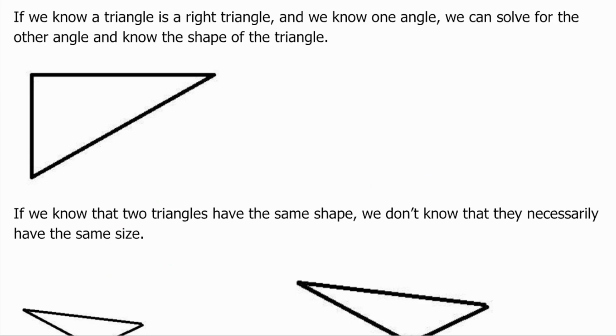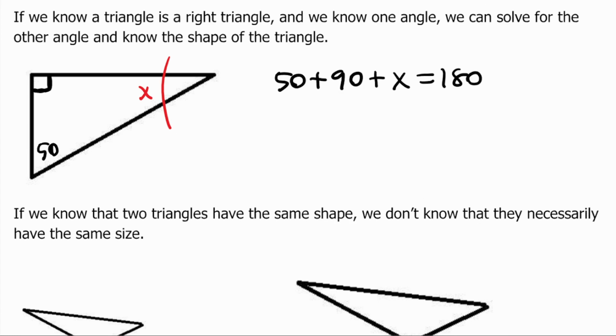And really the one that we're going to be mainly interested in is if we know that we've got a right triangle, and we know one of the angles, then we can solve for the other angle and know the shape of the triangle. So if we knew that this was 50 degrees, and we know that the total has to be 180, and we were looking for this one, so we called it x degrees, we would know that 50 plus 90, because that little square indicates a right angle, plus x is going to equal 180. You could also just say 50 plus x has to equal the other 90, but that would be implicitly subtracting away that 90. Either way, x is going to equal 40 degrees.